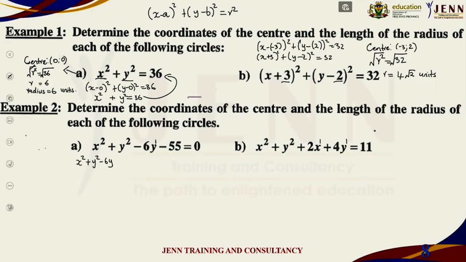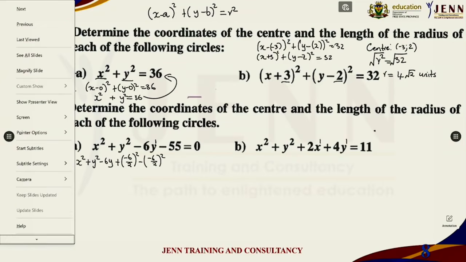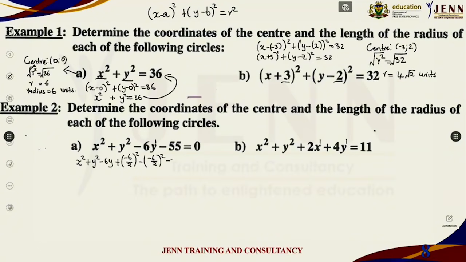What is the coefficient of y? Negative 6. I am going to say plus, open bracket, that coefficient, negative 6, divide by 2, close bracket to the power of 2, minus the same thing, open bracket, negative 6, divide by 2, close bracket to the exponent of 2, minus 55 equals 0. Then I say x squared plus y squared minus 6y.